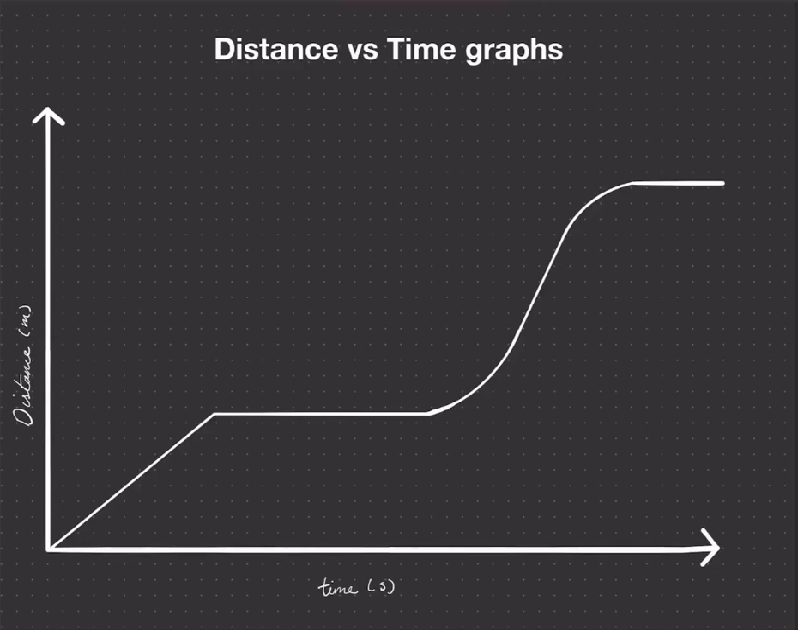Today we're going to be talking about distance time graphs, how we can use them, what information we can get from them, and what do these lines even mean. I'd like to start out by pointing out that on our y-axis, our axis going up, we have distance. On our x-axis, our axis going across, we have time.